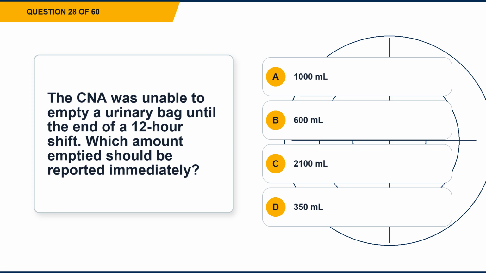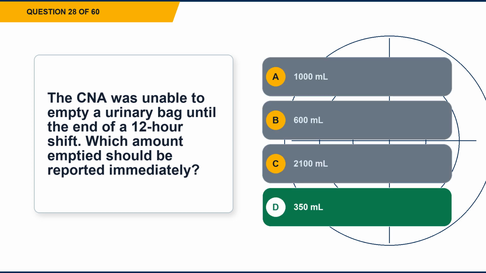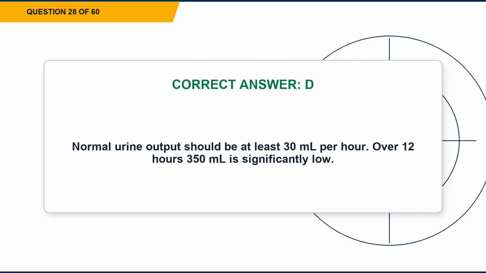Question 28. The CNA was unable to empty a urinary bag until the end of a 12-hour shift. Which amount emptied should be reported immediately? Option A. 1,000 milliliters. Option B. 600 milliliters. Option C. 2,100 milliliters. Option D. 350 milliliters. The correct answer is option D. 350 milliliters. Explanation. Normal urine output should be at least 30 milliliters per hour. Over 12 hours, 350 milliliters is significantly low.